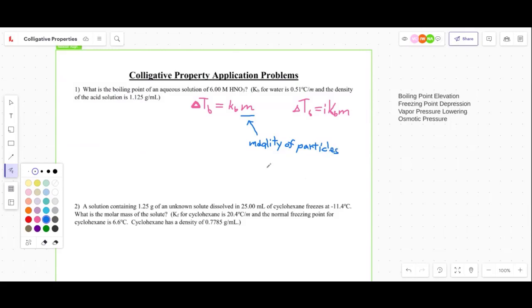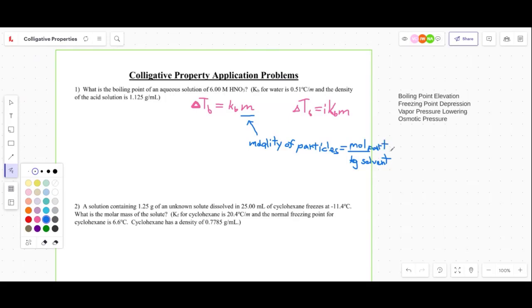So essentially, keep in mind, molality is going to be the moles of the particles divided by the kilograms of the solvent. We have to emphasize that this is kilograms of solvent, not solution. So, moles of the solute over kilograms of solvent. That's the molality of the particles, and this is moles of particles.